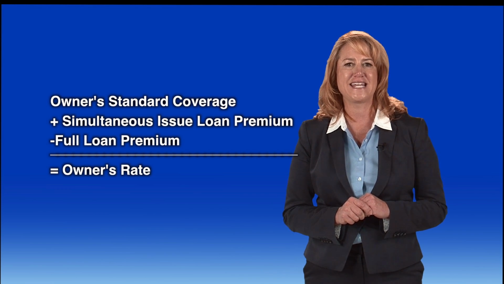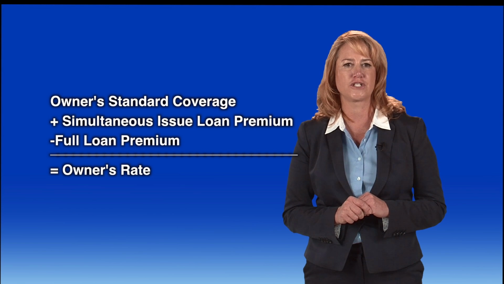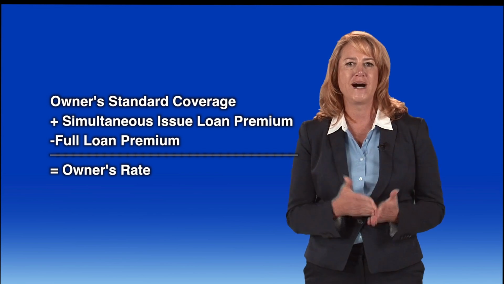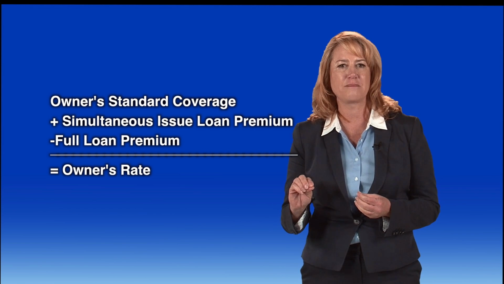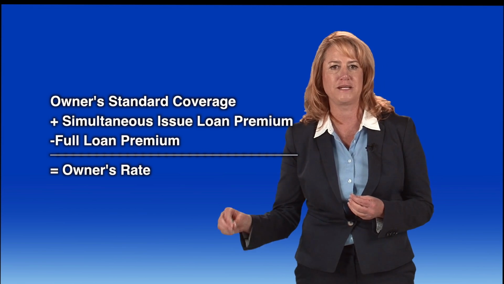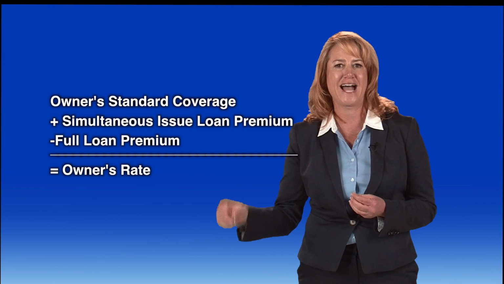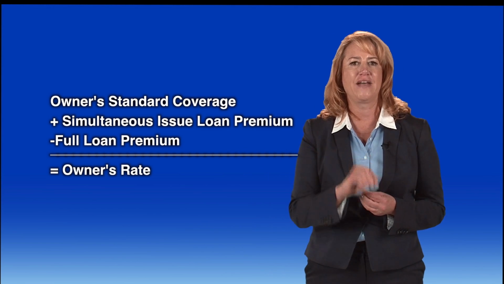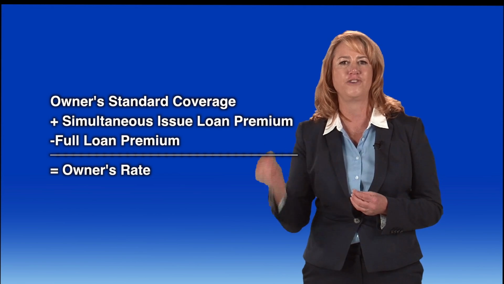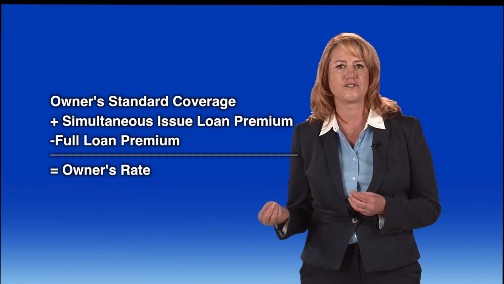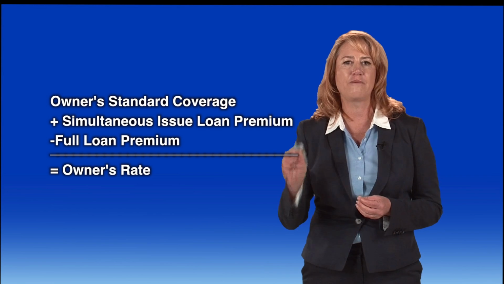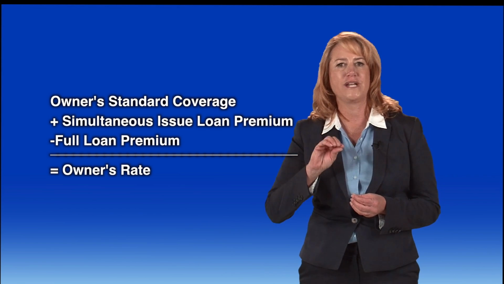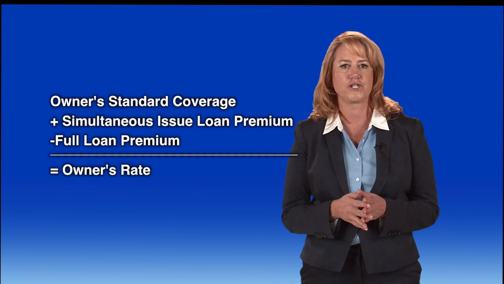The rule states any title insurance policy disclosed on the loan estimate and the closing disclosure must be disclosed by adding the simultaneous issue loan premium discount for the lender's title insurance coverage to the owner's title insurance premium and then deduct the amount of a full premium rate for the lender's title insurance policy that would be charged in a transaction when a consumer declines the purchase of an owner's policy.